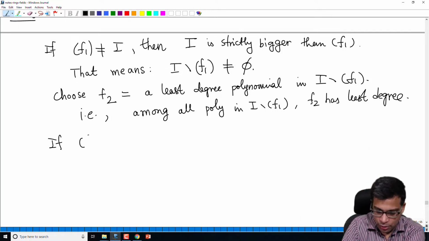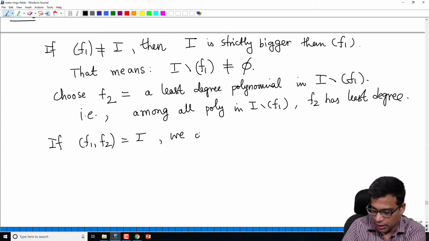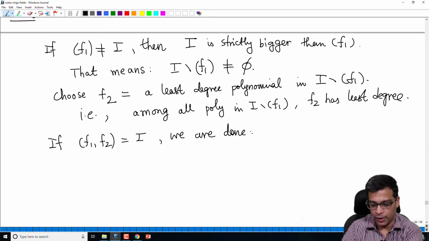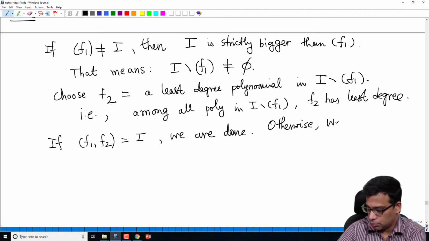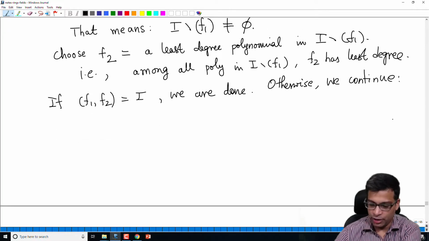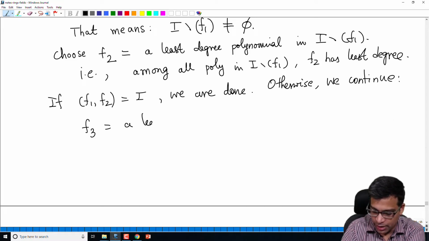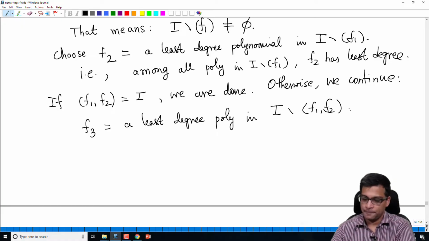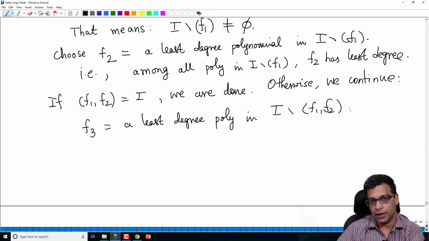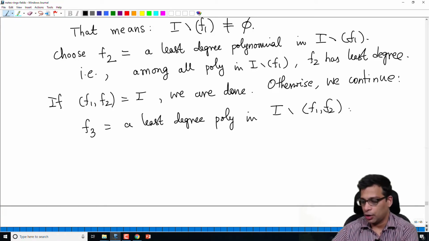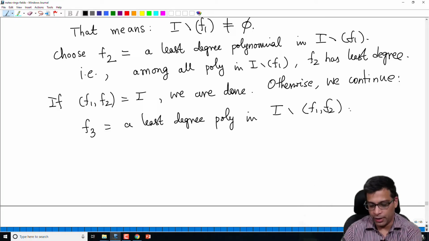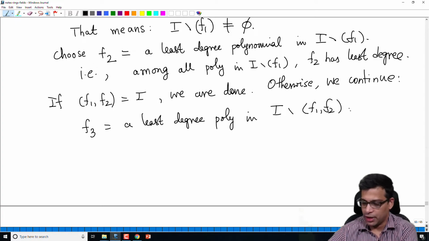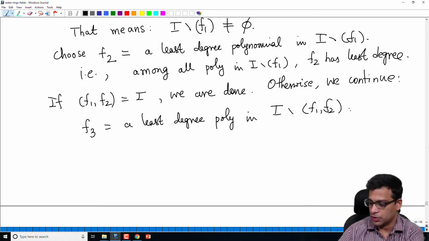Now we continue. If the ideal generated by F1, F2 is equal to I, we are done again, meaning we have shown that I is finitely generated by these two elements. Otherwise, we continue. And how do we continue? We simply take F3 to be a least degree polynomial in I minus F1, F2 now. If I is not equal to the ideal generated by F1, F2, it must be strictly bigger than the ideal generated by F1, F2. That means there are elements in I that are not in the ideal generated by F1, F2, lots of them, infinitely many maybe. But I am going to choose the one which has the least degree. And of course, everywhere I am taking non-zero, but I don't need to write that here because 0 is in the ideal generated by F1, F2. So only elements in I minus F1, F2 will be non-zero.